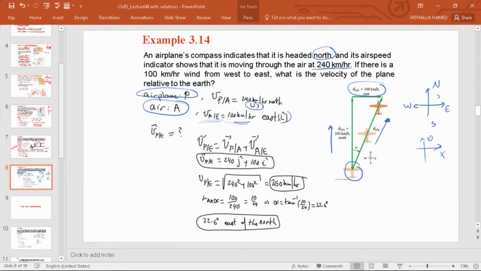Again, I'm not putting an X or Y because that's two-dimensional motion. Now, your velocity of the plane relative to the Earth now. When you look at the velocity of the plane relative to the air, it is 240 north. That's what the pilot is thinking. He's moving north. Now, the velocity of the wind or the air relative to the Earth is 100 along the positive x-axis, which is I hat.